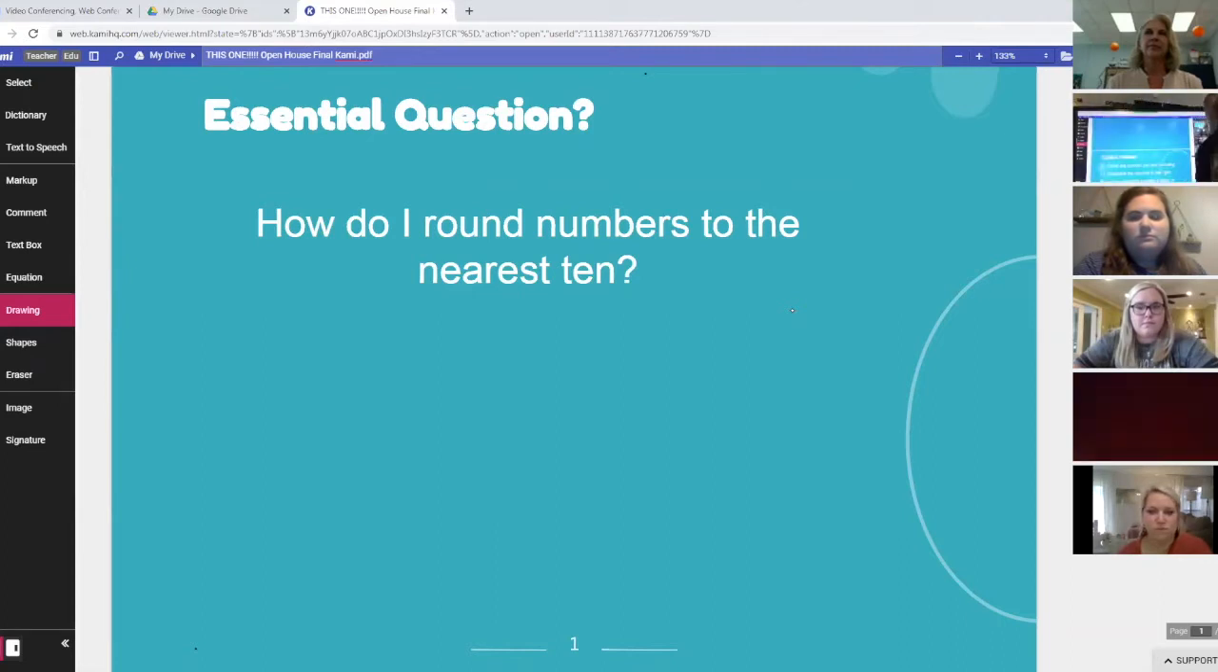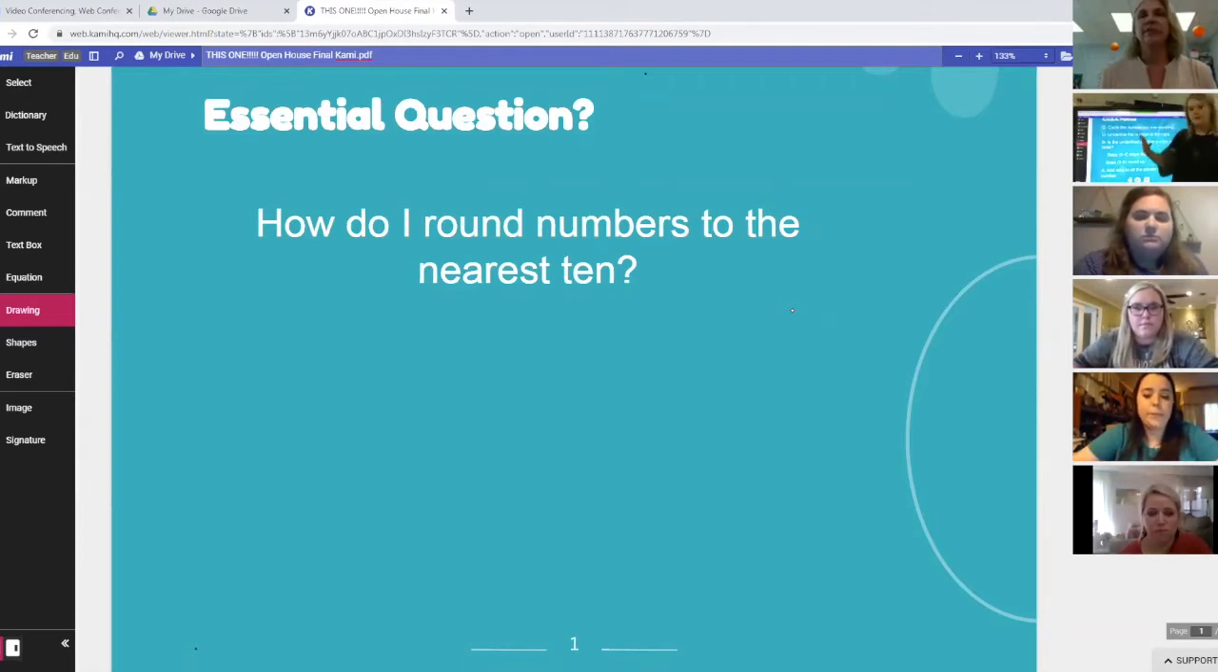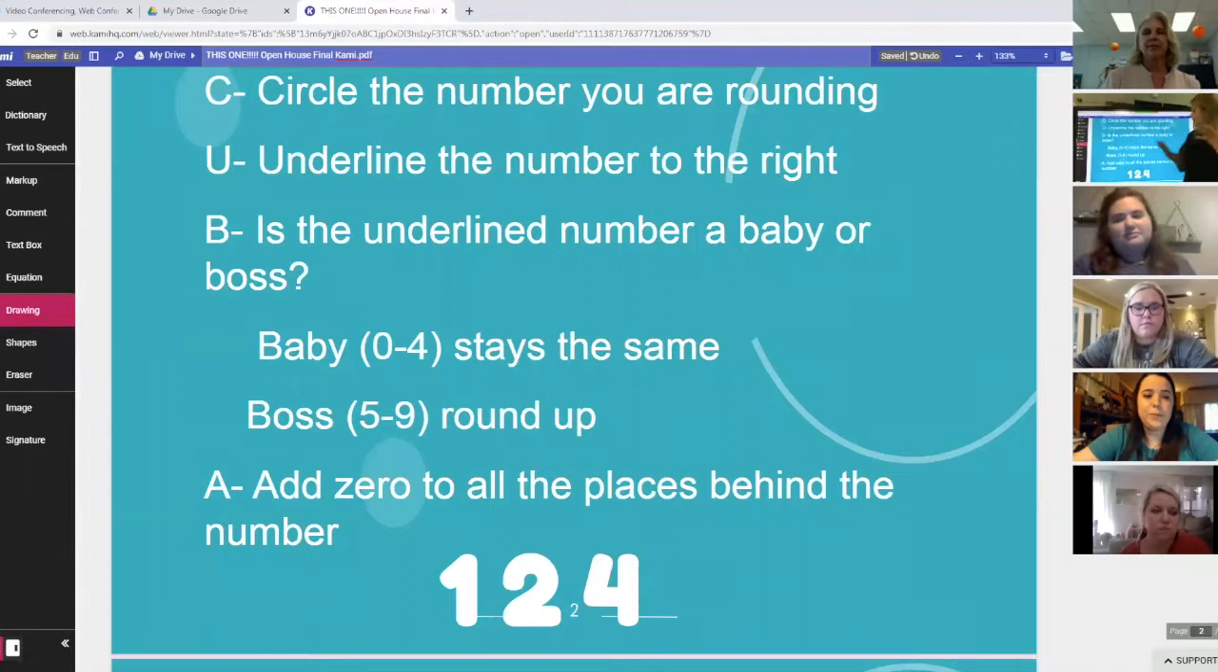First, we want to start with our CUBA method. The C stands for: we want to circle the number that we're rounding to. I'm going to walk you through these steps just to remind you about all the steps. We want to circle the number we're rounding. We are rounding 124 to the nearest 10. So I'm going to look at this 2 to circle, because that's the number I'll be looking at to round. We're going to underline the number to the right of the number we circled, which is our 4.